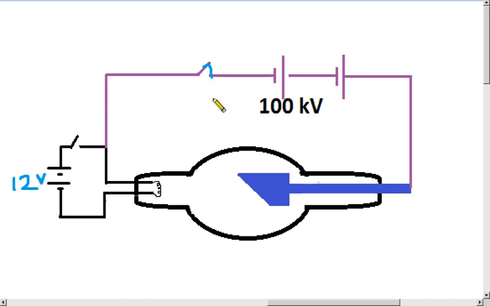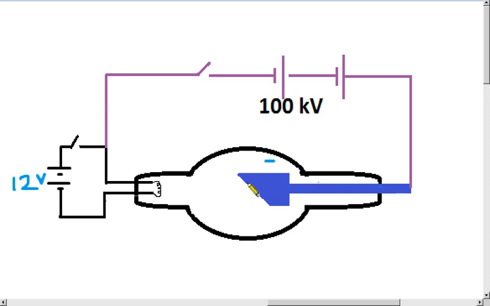Then when this switch is on, positive voltage is applied to this target. So this one is negative. A huge voltage, 100 kilovolts, 10 power 5 volts, that means a huge positive voltage, is applied to this target. So what happens when this filament is glowing? Due to heat, electrons are emitted from the filament. Those electrons are charged negatively. Since this target is charged positively, it has a positive voltage.